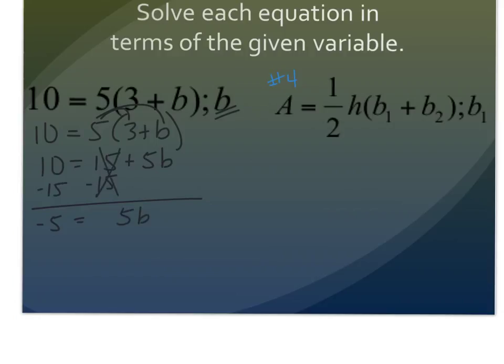These canceled. And then I need to undo my multiplication with division. So I'm going to divide by 5. Divide by 5, so -1 equals b. Looks very straightforward when it's all numbers.